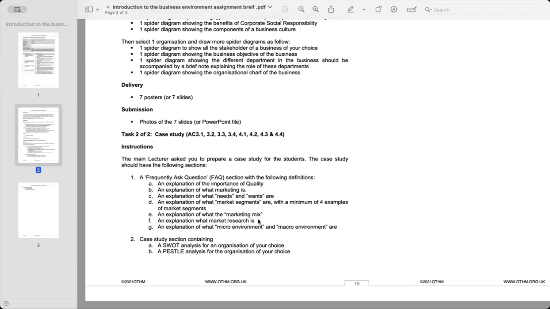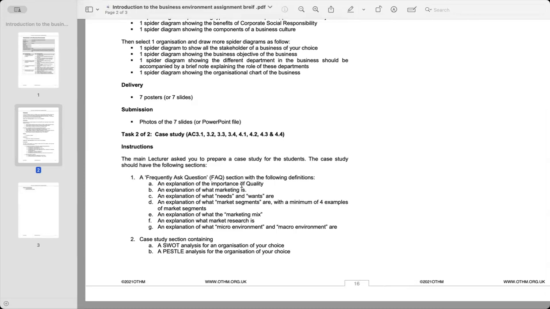Do you remember the 4 Ps? And marketing research, and explanation of what micro and macro are. Yesterday we discussed micro environment linked to internal, and macro external. Then a case study section containing a SWOT analysis for an organization of your choice, and a PESTEL analysis of the organization of your choice. This is the second task.